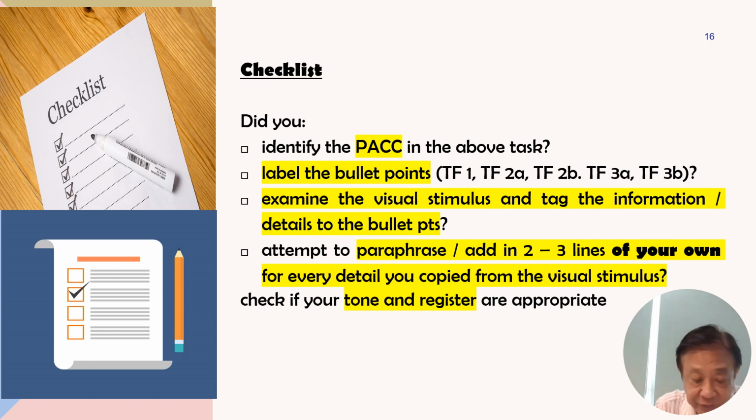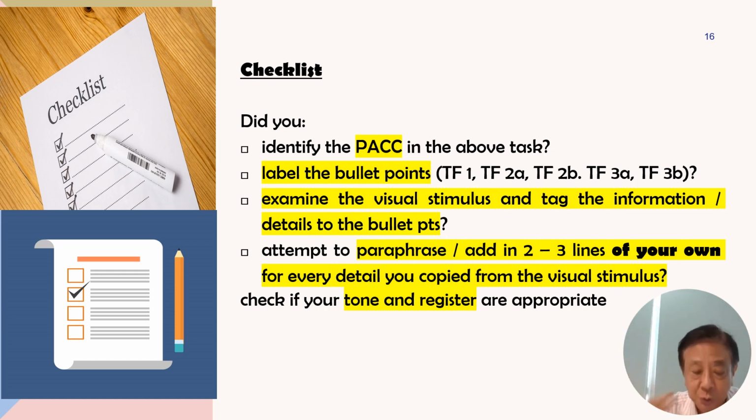So did you identify the PACC in the above task? So always remember, you must complete the formal letter writing task. And did you identify the purpose, the audience, the content, as well as the context, right, in the above task? So in this case, I read to you just now, you should be able to identify the purpose, the audience, the content, and the context. Also, did you label the bullet points as TF1, TF2, and TF3? Sometimes it could even be an A and a B.